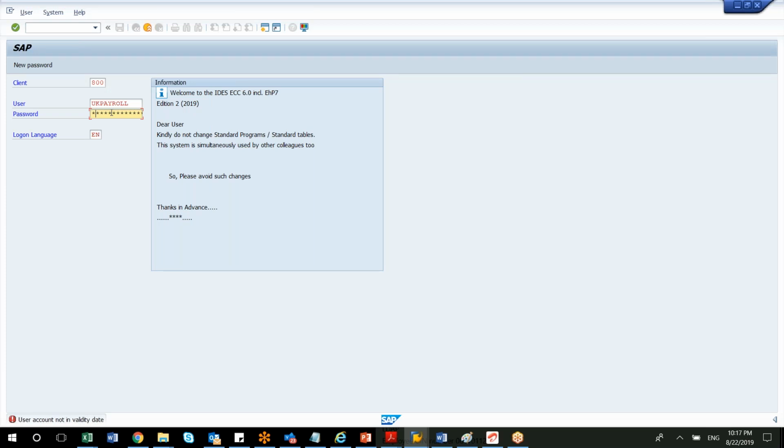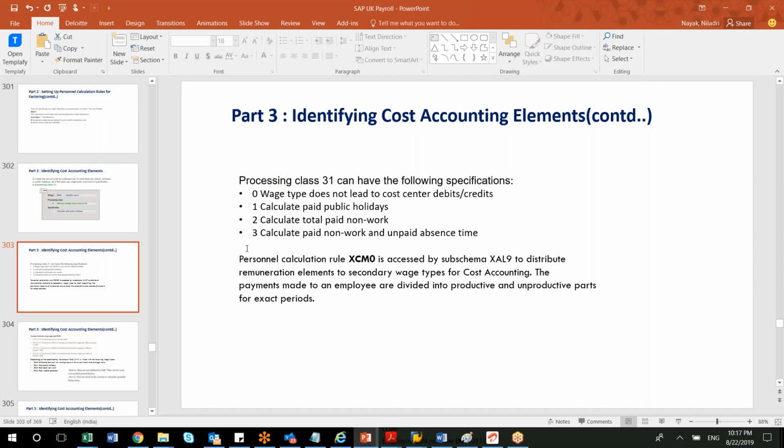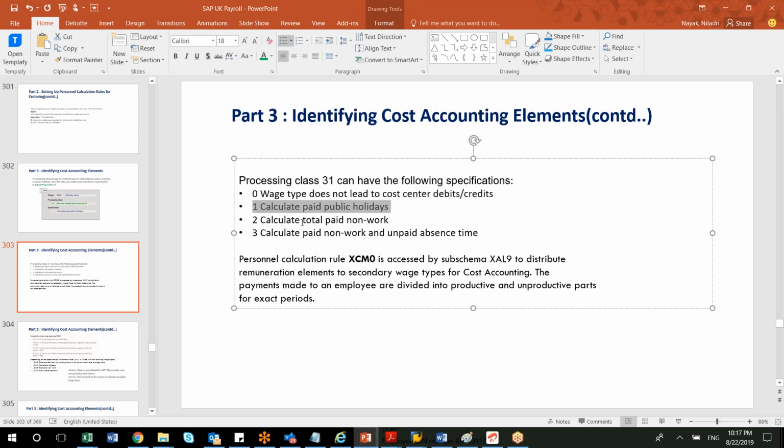So whenever we get access, we'll go through all these things. What happens in processing class 31, as you know, is that it has a different specification. So how will this specification work? Whether it calculates paid public holidays or not, it will calculate total paid non-work. Otherwise, it will calculate those depending upon your client requirement. Generally, we choose this second one, the one specification, which will calculate all your paid public holidays.